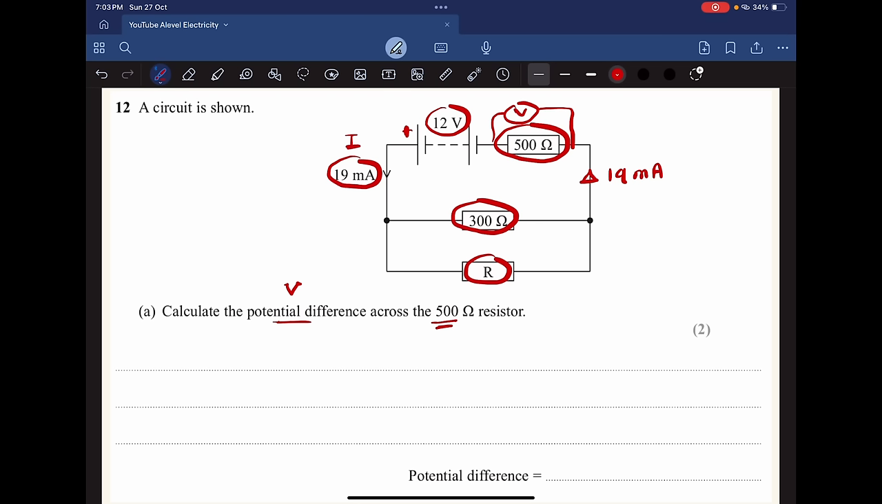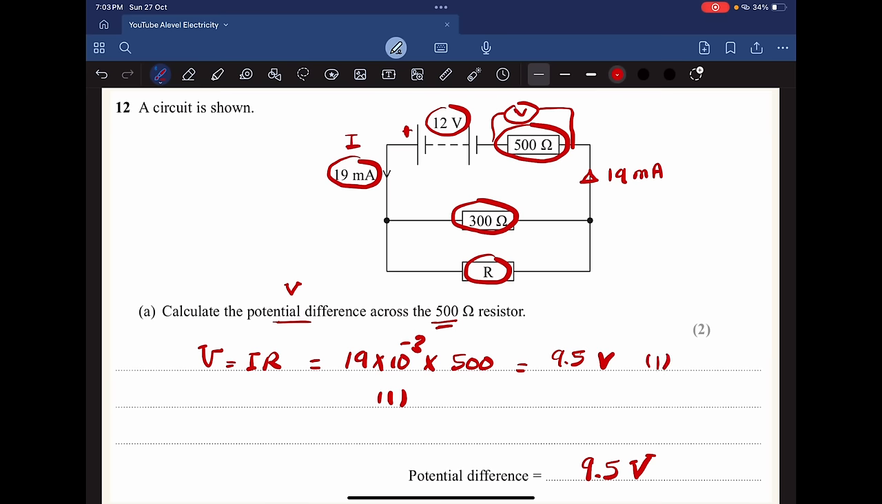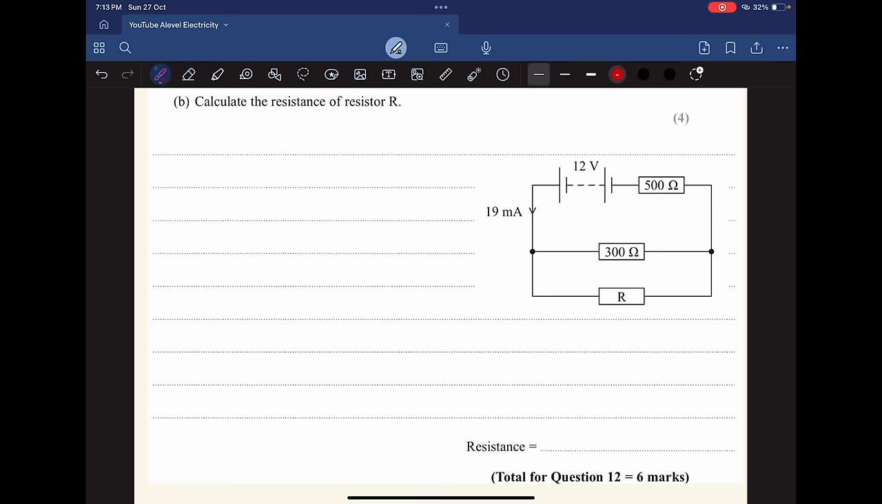So the formula for voltage is IR. This one is Ohm's law. The value of the current is 19 milliampere, so times 10 minus 3, times the value of resistance, which is 500. So the correct answer for this one is 9.5 V. Please write them down here. 1 mark for showing the calculation and use of V equals IR, and 1 mark for showing the correct answer with the unit.